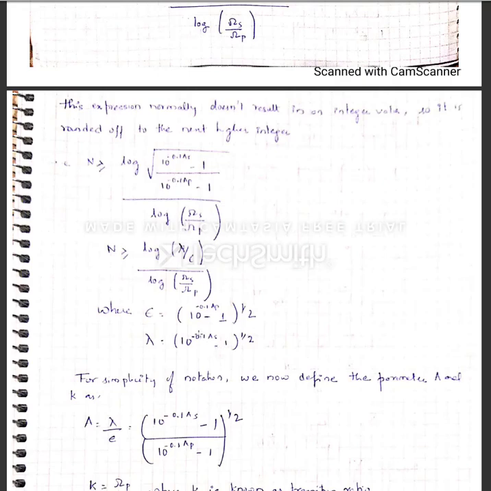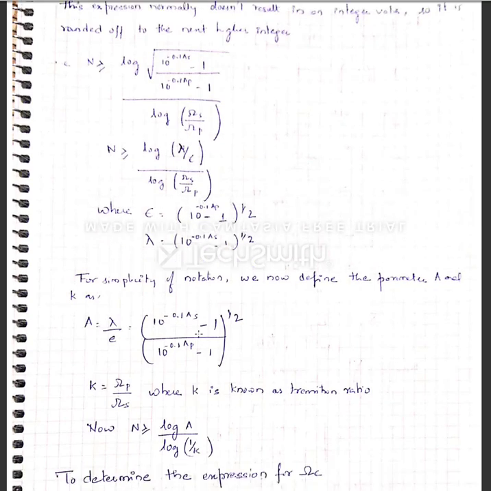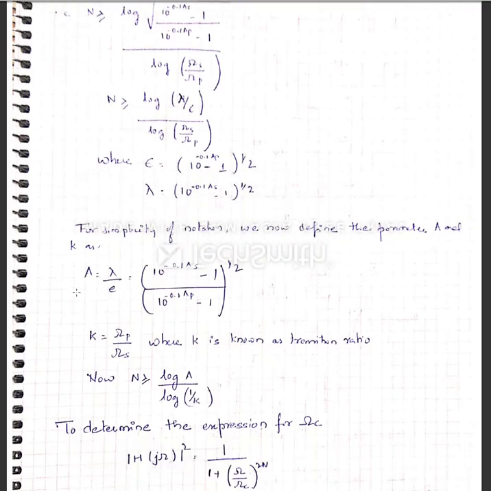Again, for simplicity of notation, we define the parameters A and k. A is given as Π by ε. That is, for further simplification of the notation, this term they are going to represent as A, and this term they are going to represent as k. See, ω_p by ω_s is your k, but here it is ω_s by ω_p. So if I have to represent ω_s by ω_p in terms of k, it will be 1 by k. So n is greater than or equal to log of A divided by log of 1 by k.